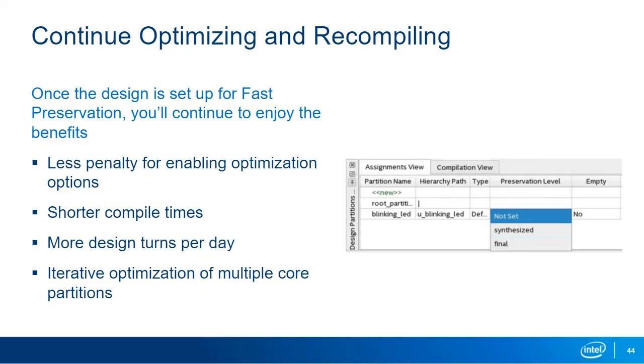As mentioned earlier, once you've performed all the steps for setting up a design for fast preservation, you can continue working and enjoying the benefits of shorter compile times and more design turns per day. If you have multiple floor-planned core partitions that need optimization, you can focus optimization efforts by setting the preservation level for other partitions, whether floor-planned or not, to final. Remember that any partition set to final with the fast preservation feature enabled is not touched by the compiler, saving valuable time.